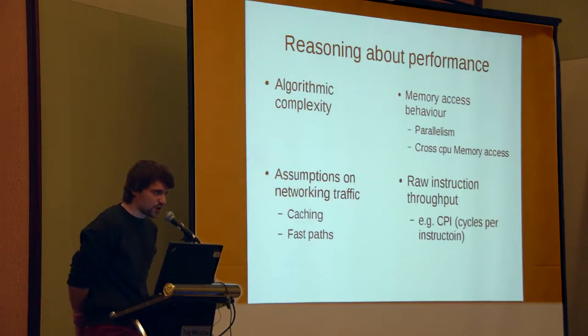Then a huge area which nowadays comes up more often is memory access behavior. So we have multiple CPUs fighting for the same memory locations all over, and trying to exploit parallelism, but actually not really exploiting it in a way that they contend often on specific memory locations. And so that's basically a problem of scalability in the current kernel. So cross CPU memory access mostly stalls multiple CPUs, and false sharing also slows down multiple CPUs at the same time. Then we have, it's also a bit like algorithmic complexity, assumptions on network traffic.